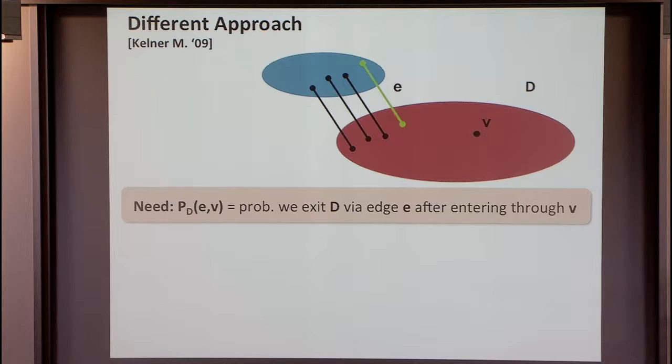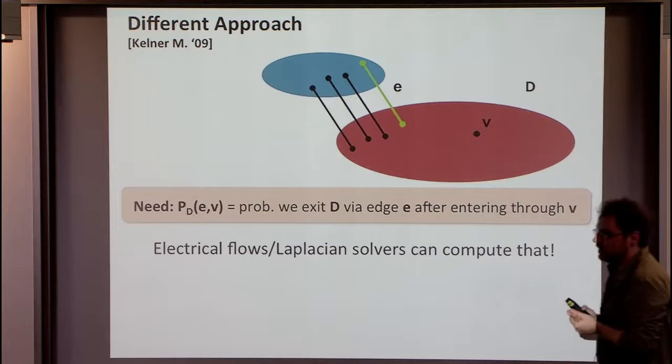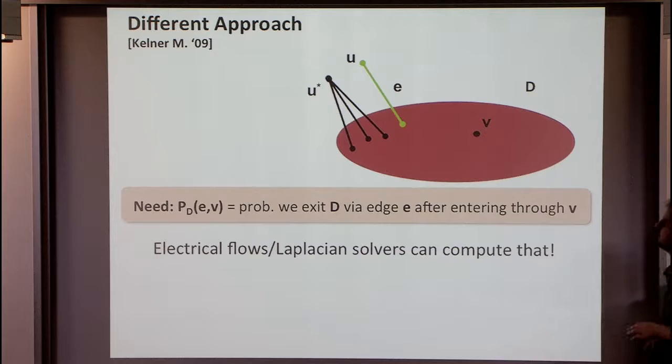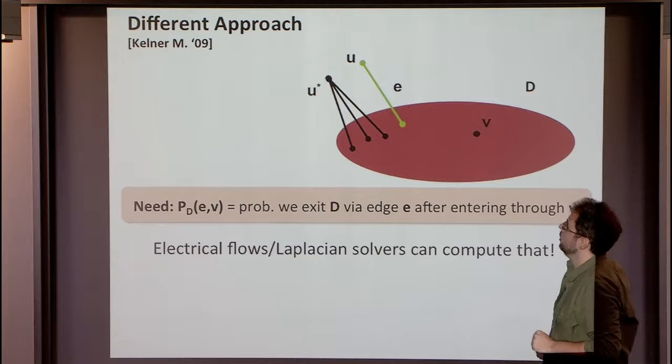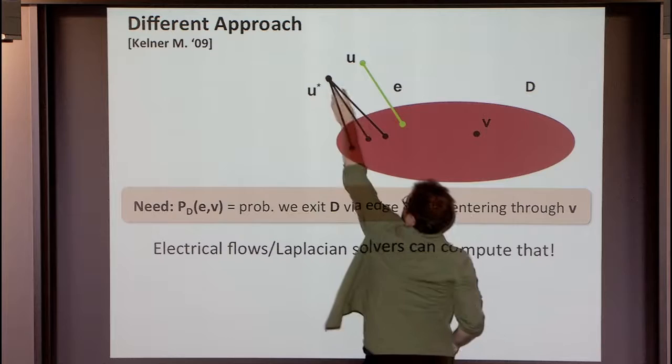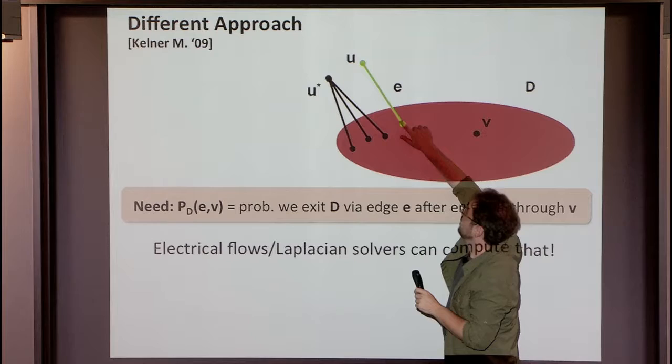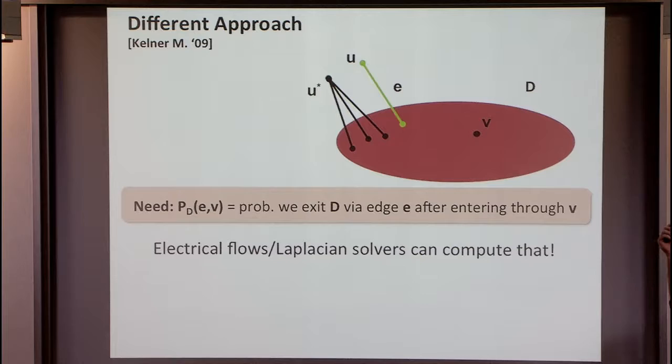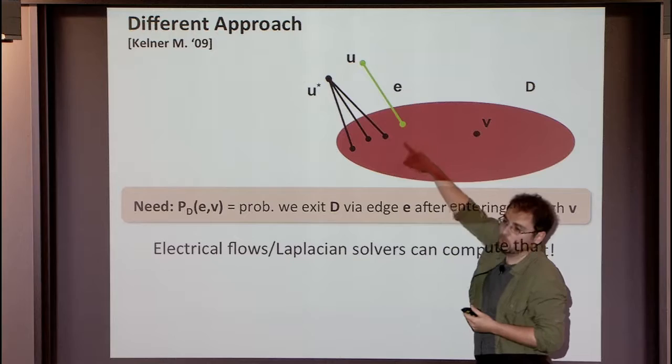So, any ideas how to compute it? Electrical flow. Yes. Great. The funny thing is that we can just use electrical flows or a Laplacian solver to answer this question. There is a theorem, which translated to this setting says the following. We take these outgoing edges and keep the one we are interested in, which goes to the original vertex U, and merge all the others into one vertex U star. Now we have just two vertices, and all you really need to know is: if I start a random walk at V, will I first hit U, or will I first hit U star? This corresponds exactly to computing this probability.